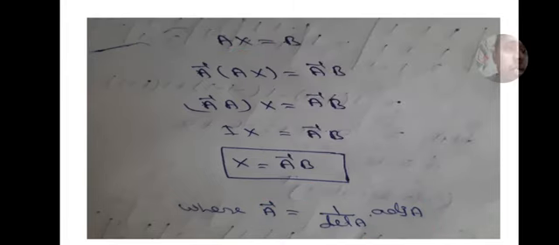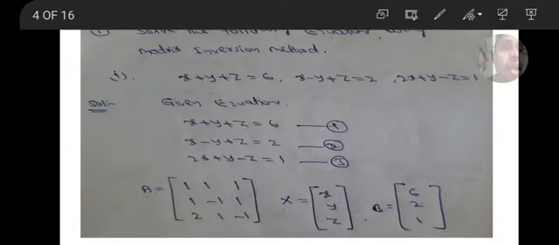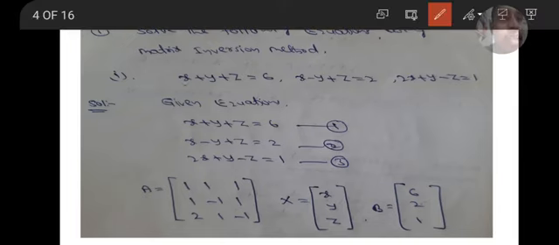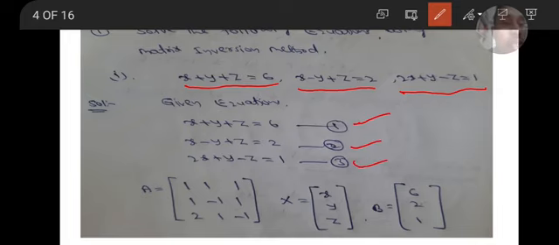So let us look at the problems. Solve the following equations by the matrix inversion method. The given equations are x plus y plus z equal to 6, equation 1; x minus y plus z equal to 2, equation 2; 2x plus y minus z equal to 1, equation 3.